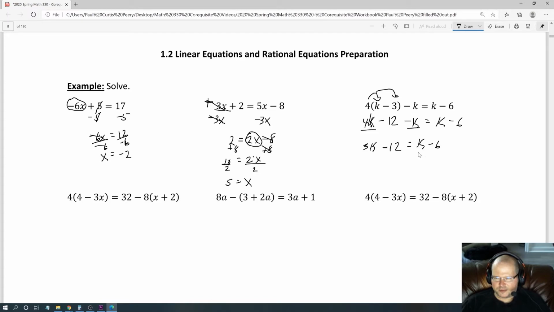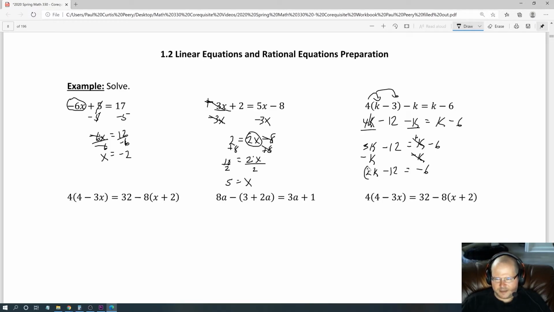Then when we get all the variables on one side, I have a positive k on the right side, so we'll get rid of that by subtracting k. Whatever we do to one side, we do to the other. Those cancel out. That leaves me negative 12 is equal to 3k minus k is equal to 2k. We bring down the minus 12, and we also bring down the negative 6.